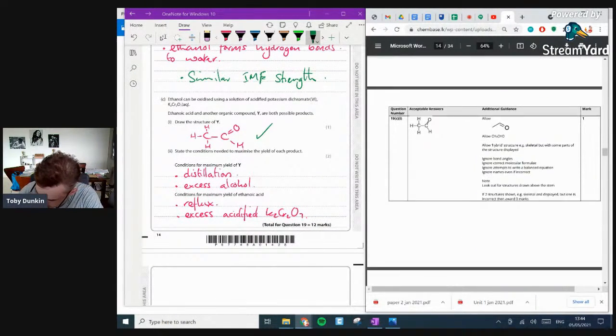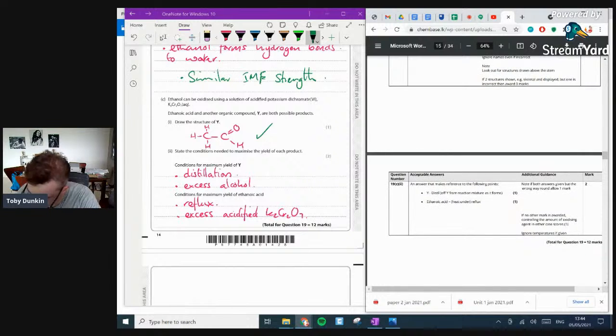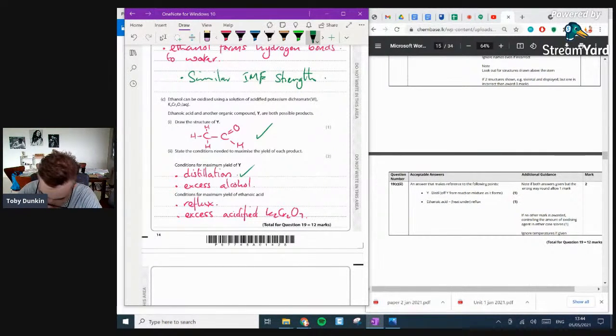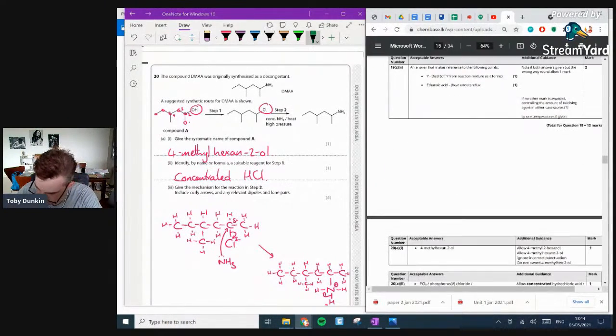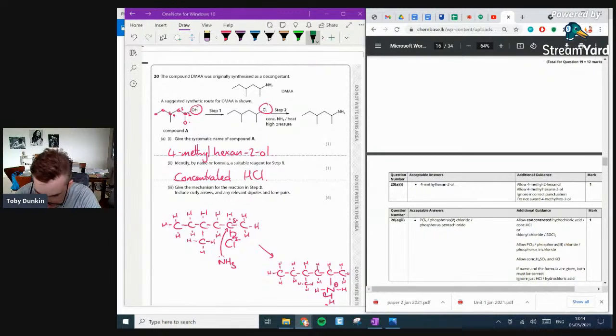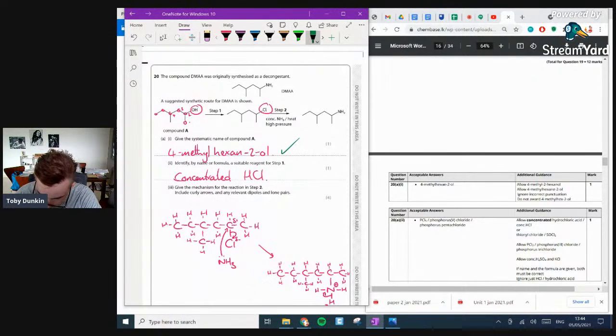Aldehyde. Distillation. Why distill? Ethanoic acid, heat under reflux. Didn't even need the rest. 4-methyl hexanol. Concentrated. Oh, got it wrong.